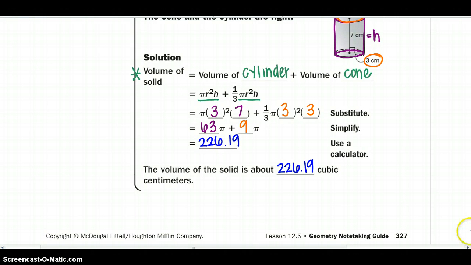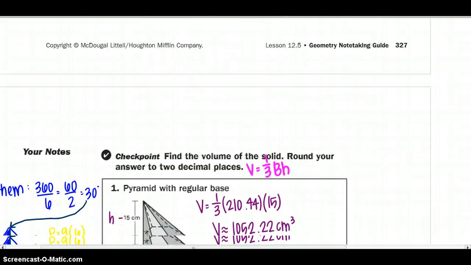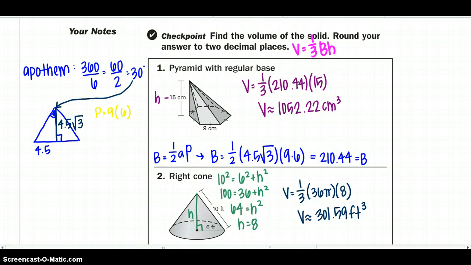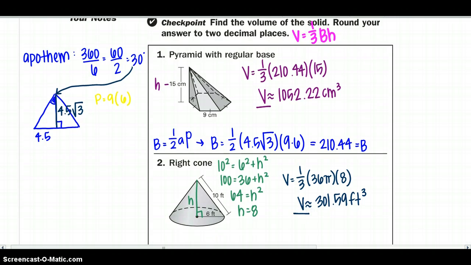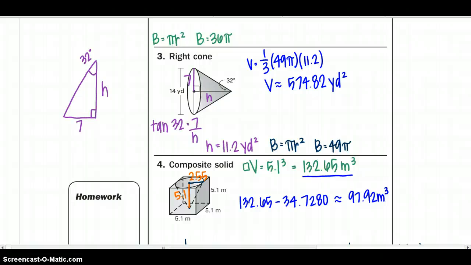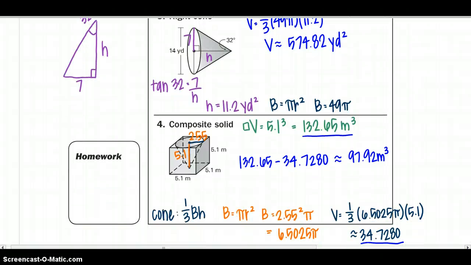Alright, after you get done doing that, why don't you stop this video and do your checkpoints on the next page, and I'll show those to you so you can check your answers, and then we will be ready to move on to 12.6. Here is checkpoint 1 and 2. And 3 and 4. Show all my work.